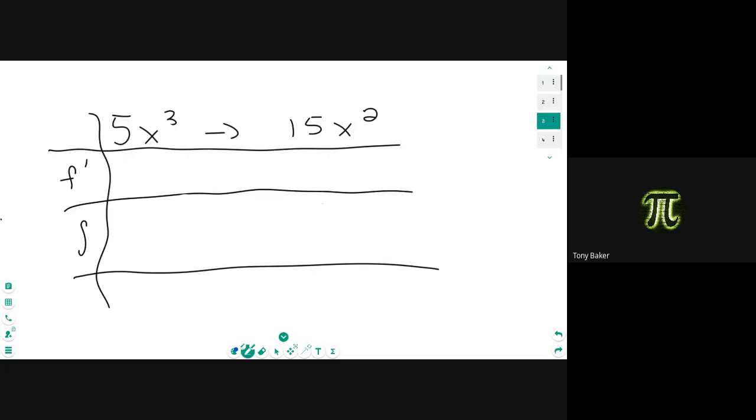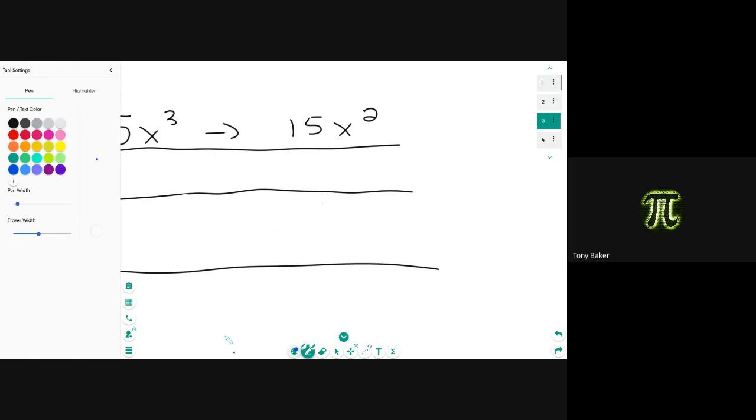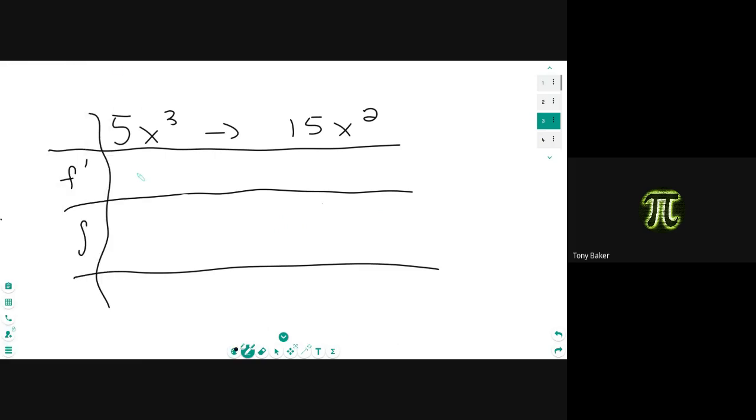All right, so let's look at this simple one. Let's look at 5x to the third. We take the derivative, and it goes to 15x squared. And we do that, so x to the n becomes n times x to the n minus 1, right?